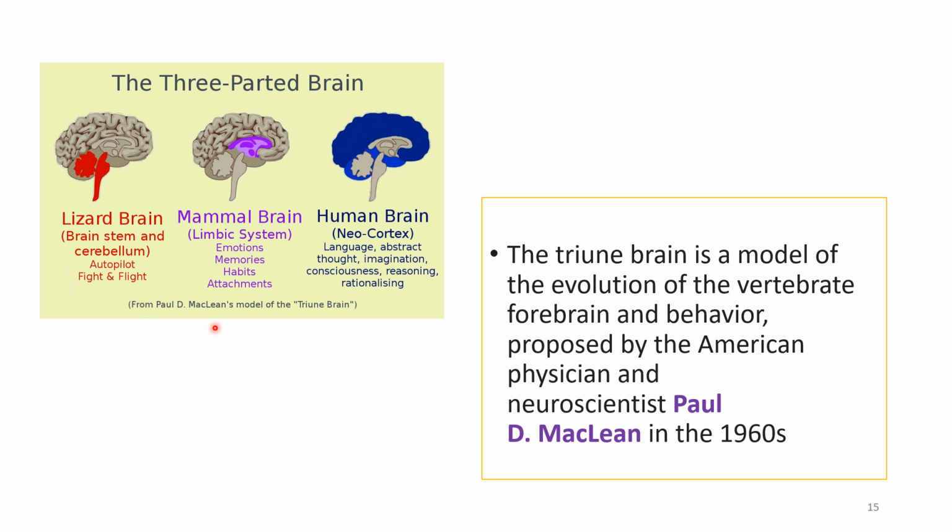So this is McLean's model of the triune brain or three-parted brain. So this triune brain is a model of the evolution of the vertebrate forebrain and behavior, which was proposed by American physician and neuroscientist Paul D. McLean in the 1960s.